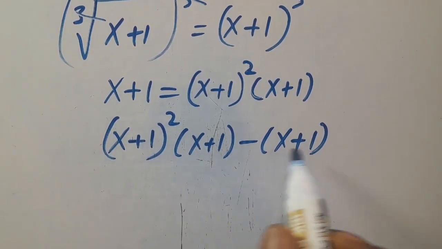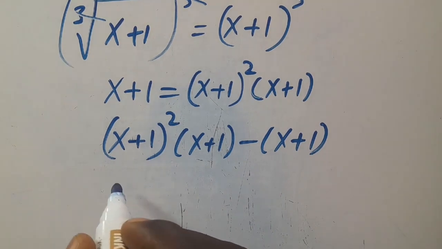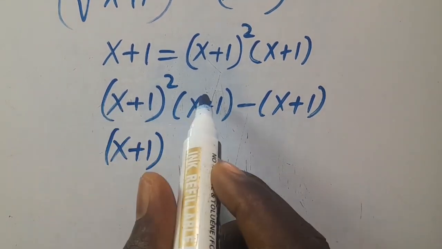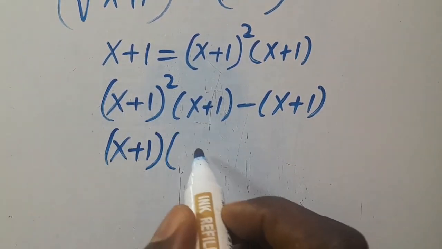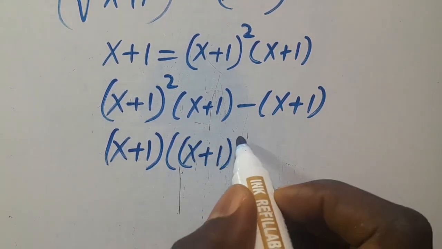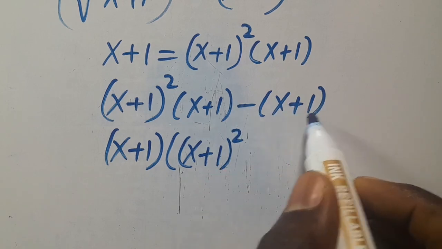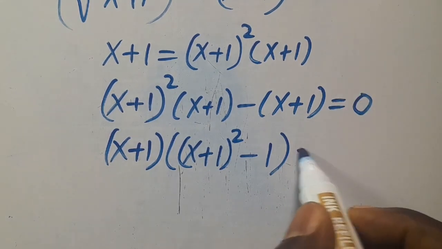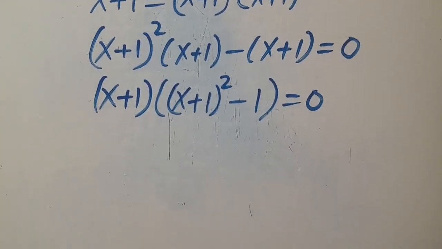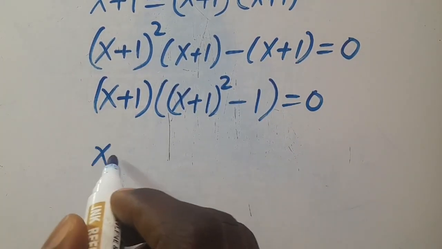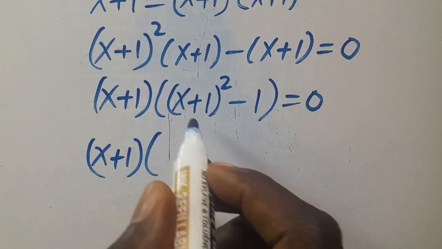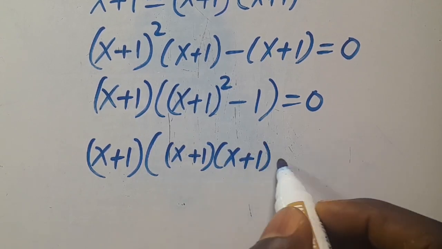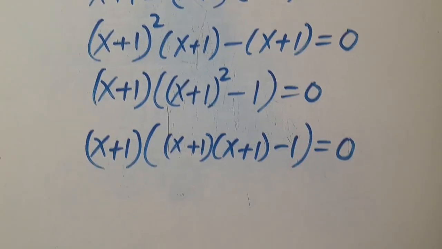From here, we have x plus 1 in common. So when you factor it out, we are going to have x plus 1 as this. Then the whole of this divided by this one, we only have this left, x plus 1 all in parentheses to the power of 2 minus x plus 1 in parentheses divided by this, we only have minus 1 left. Then let's set everything to be equal 0. Now from here, we have x plus 1 as this. When we open the bracket, we have this one to be x plus 1 multiplied by x plus 1 minus 1. Then we set everything to be equal 0.